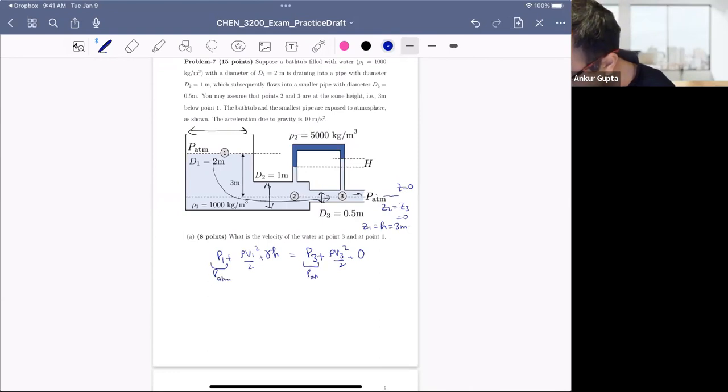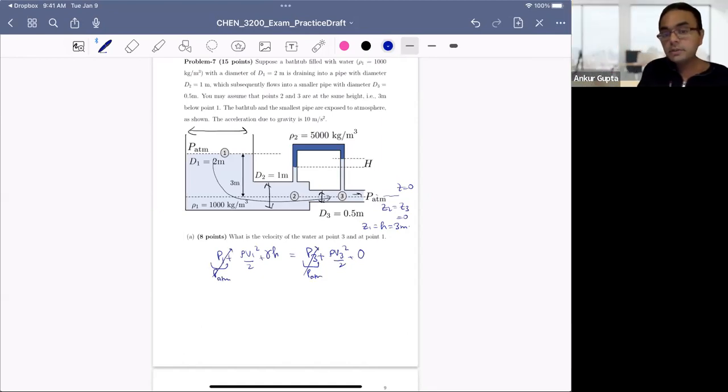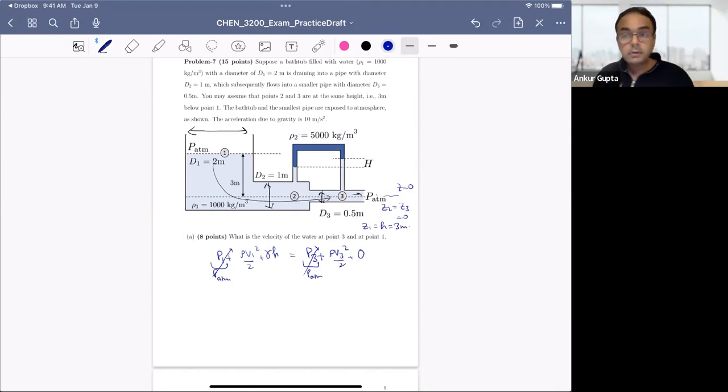So we can cancel this out. The question is asking what the velocity is at point 3 and at point 1. So from that perspective, it makes sense not to assume it to be 0, because the problem did not ask us to do that. And so we can apply the continuity equation to further simplify.